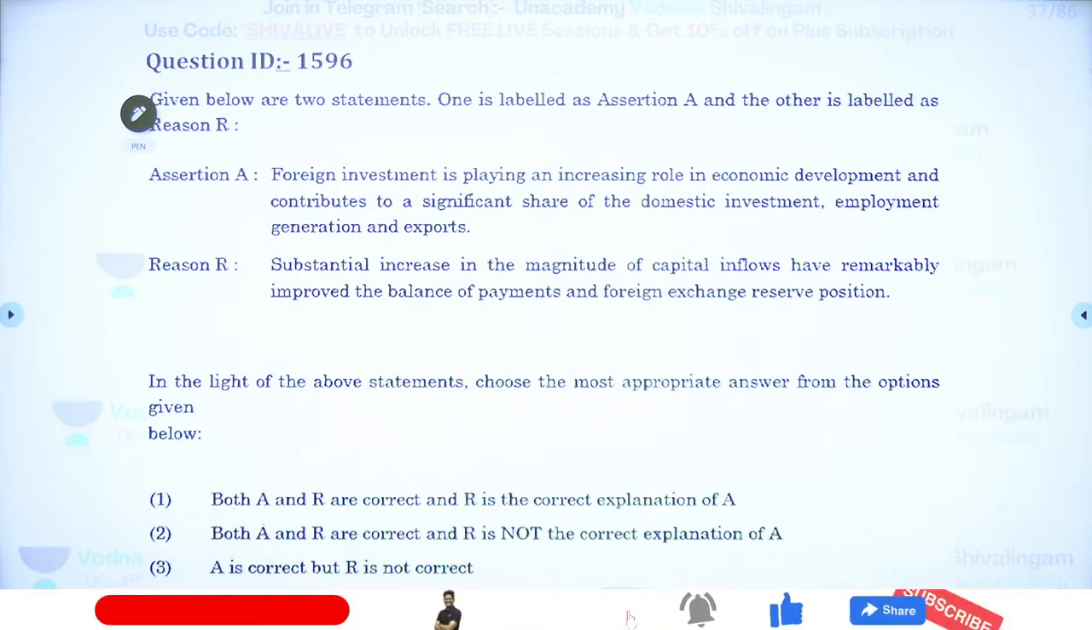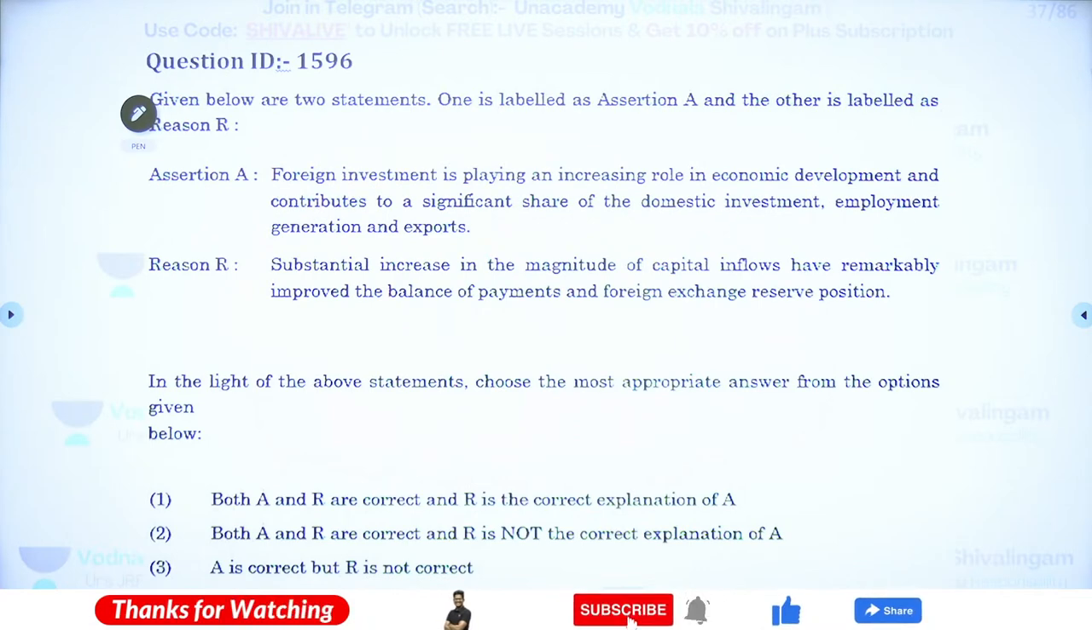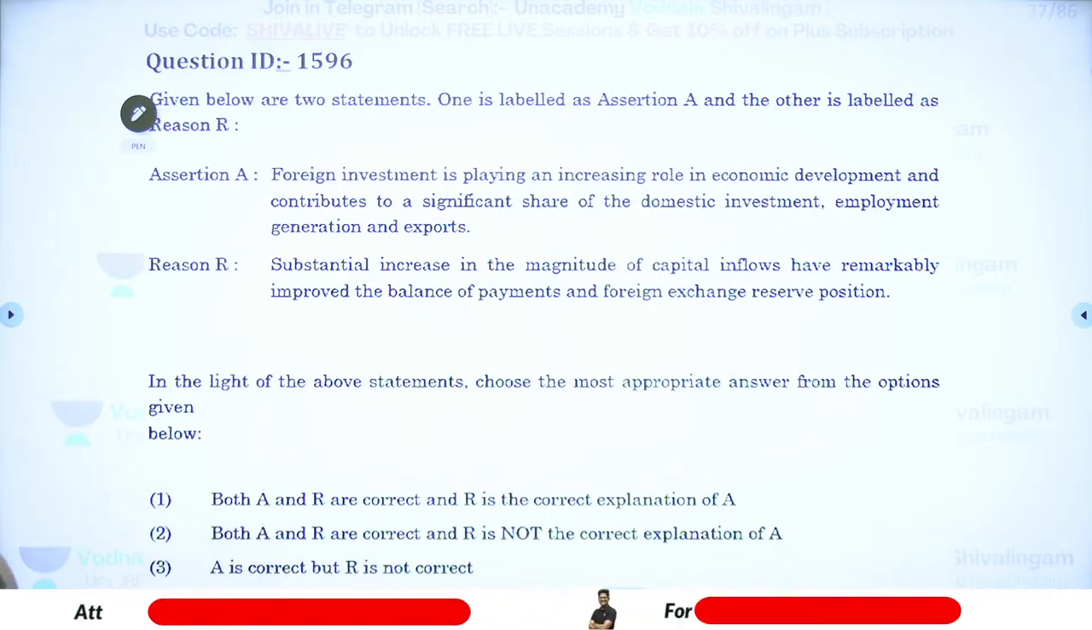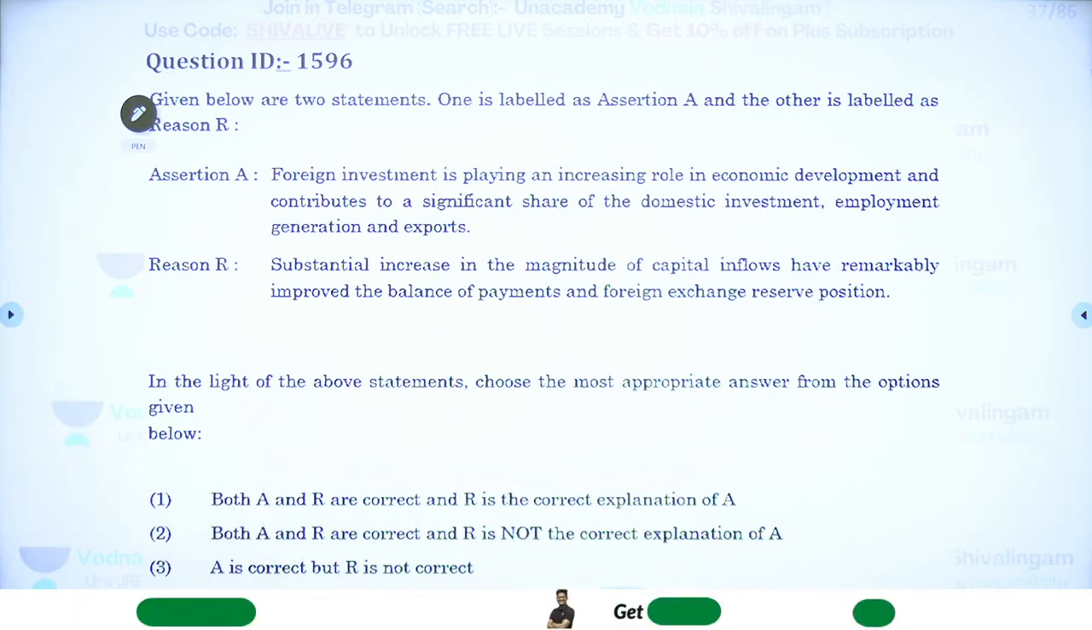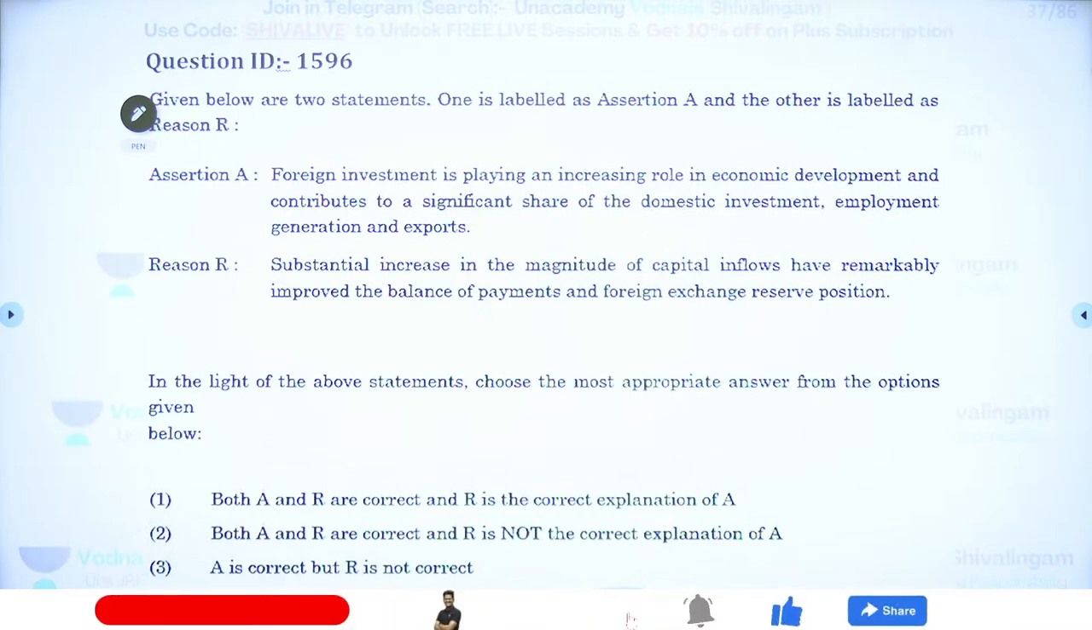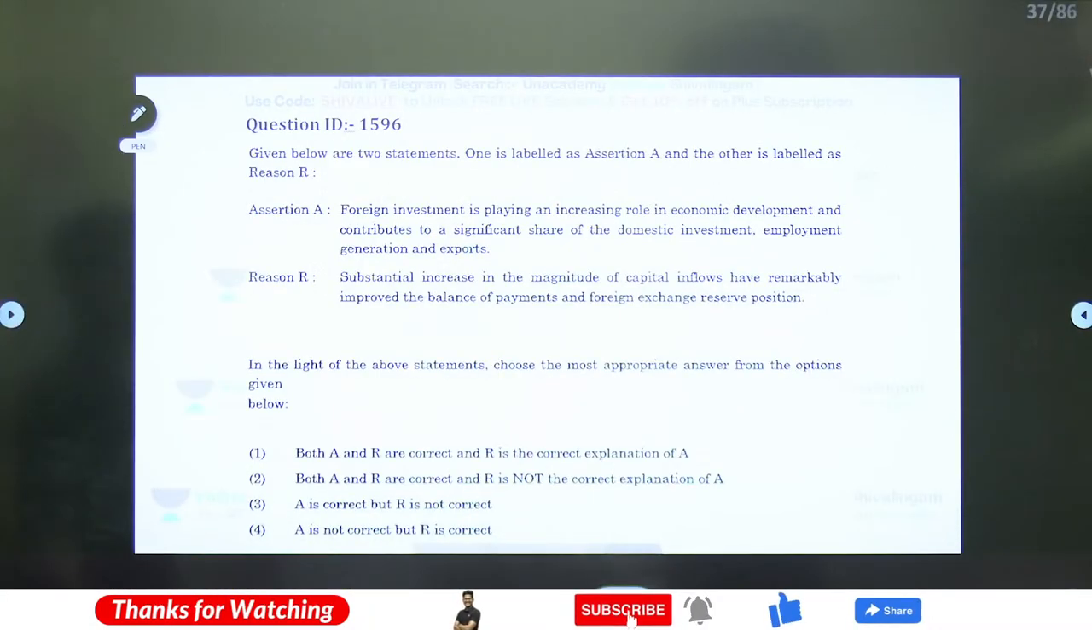Yes, Shalini and Sarvani. Foreign investment is playing an increasing role in economic development and contributes a significant share in the domestic investment and employment generation and exports. Substantial increase in the magnitude of capital inflows has remarkably improved the balance of payment and foreign exchange reserve position. So here, in order to make it visible, yes.